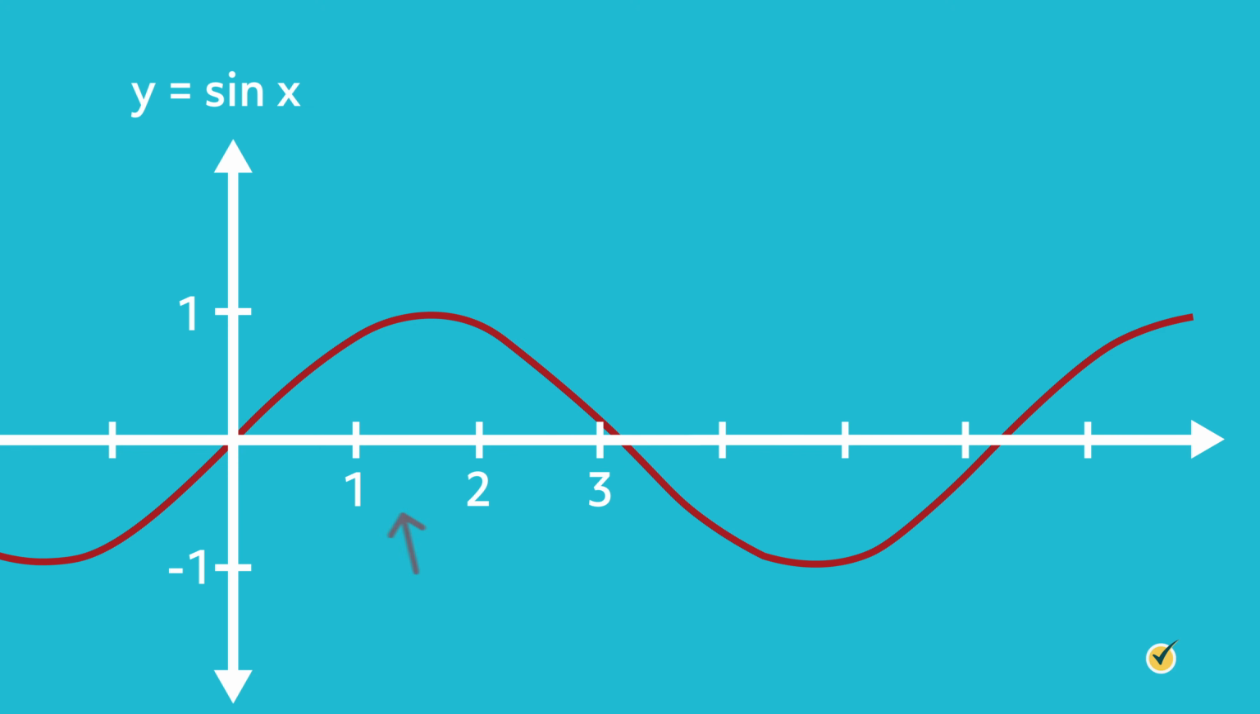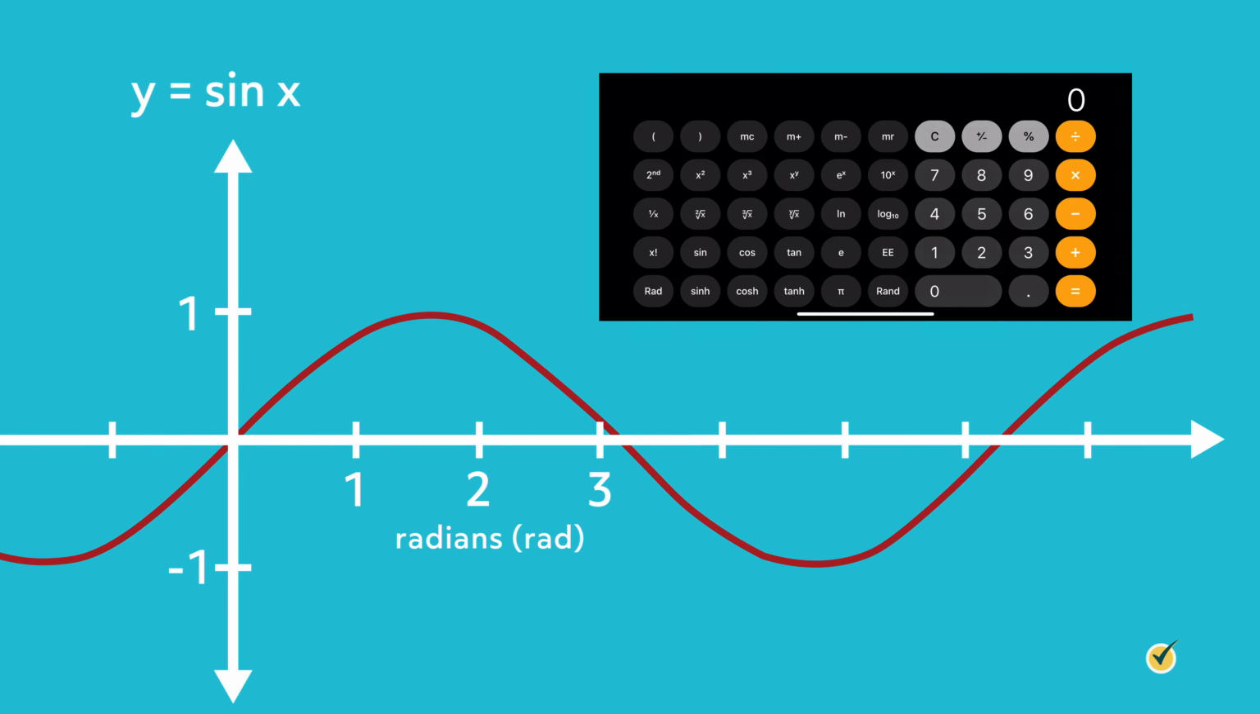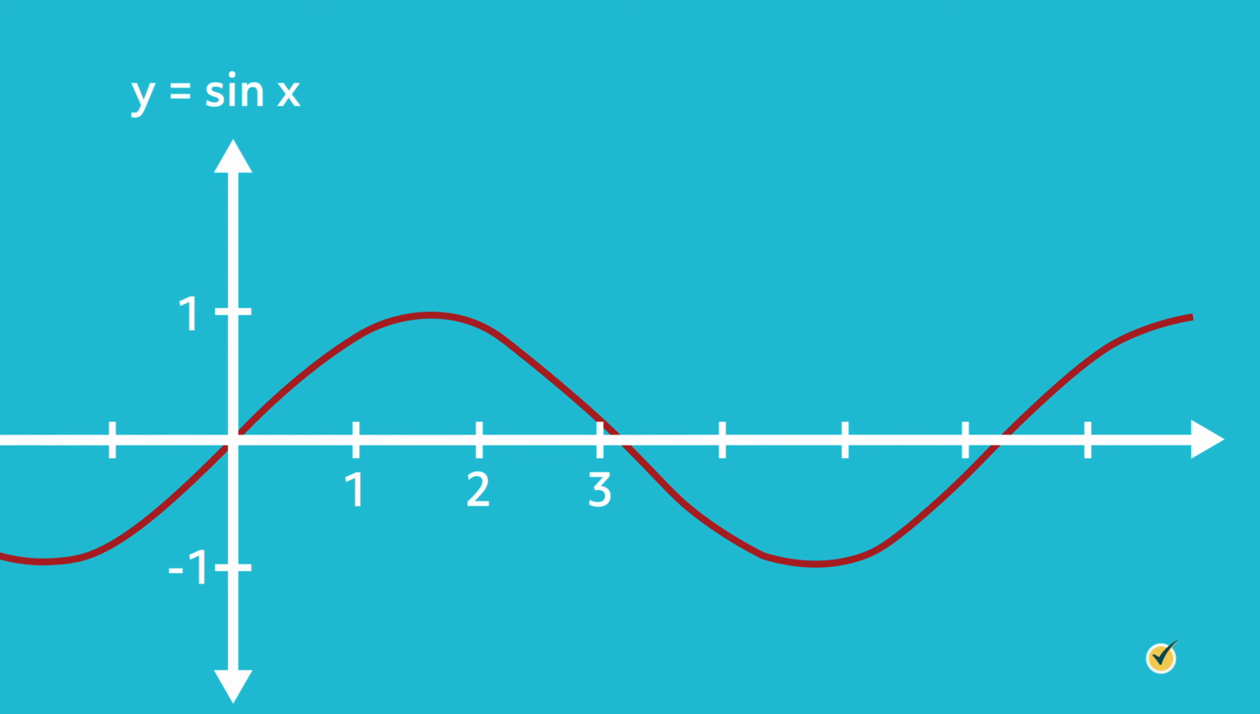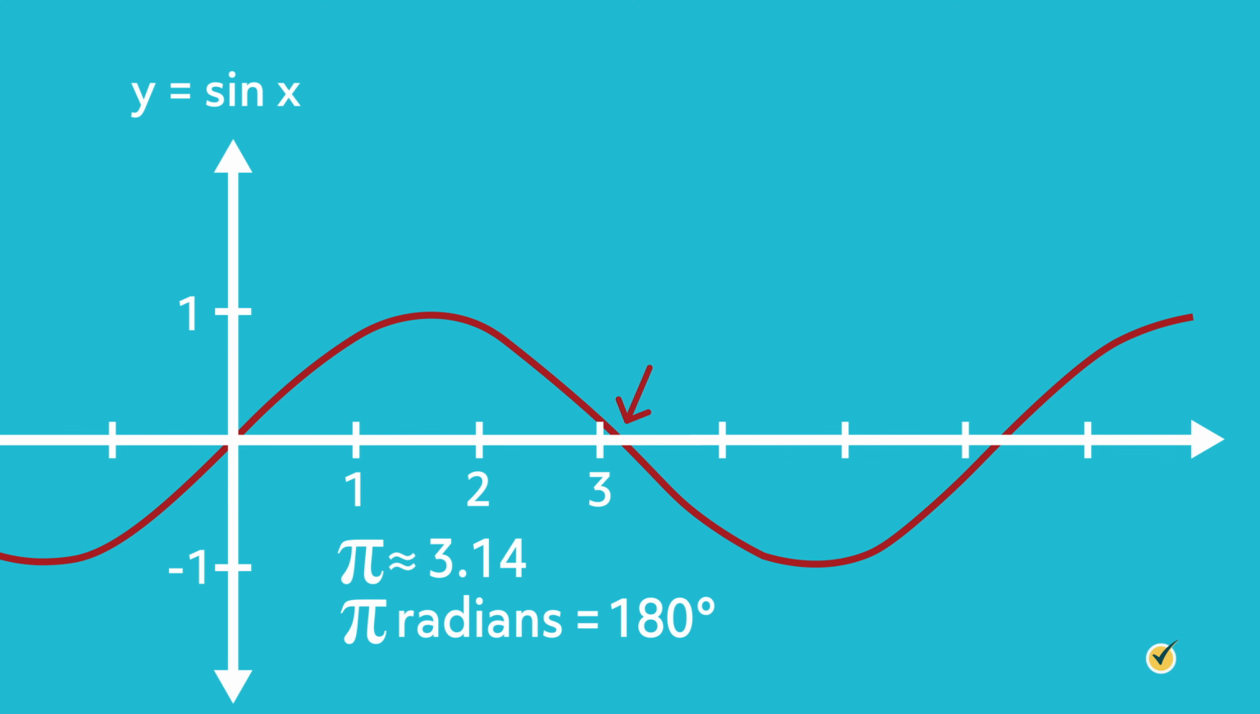Let's look closely at the x values. Notice that these are not angle measures since there's no degree symbol on the numbers. Instead, we're using radians. You may have noticed that on your calculator you can choose between degrees and radians. Converting between radians and degrees requires you to know that pi radians equals 180 degrees. Look at our graph. Since pi is approximately 3.14, we can look just to the right of the 3 on our x-axis and see that the graph touches the x-axis right where pi is located.